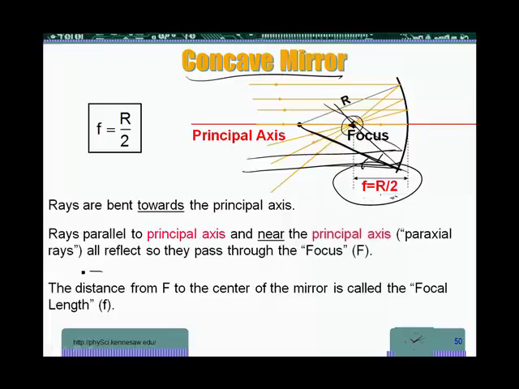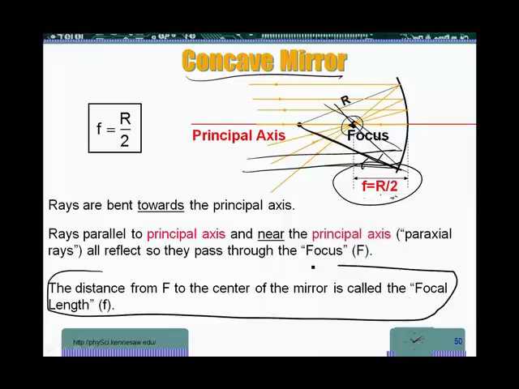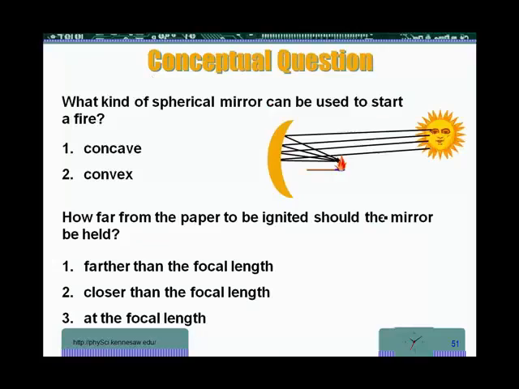Just the important thing, the distance from F, the focus of the mirror, to the mirror, we call it the focal length, and it is equal to r over 2. You have seen it different ways. You can use a spherical mirror to start a fire. You can use a spherical mirror to catch TV satellite channels.